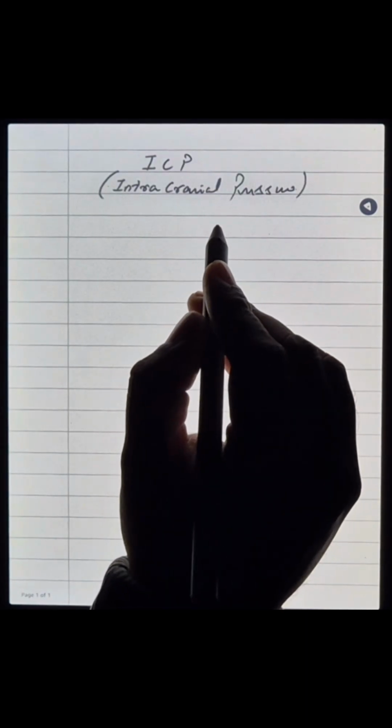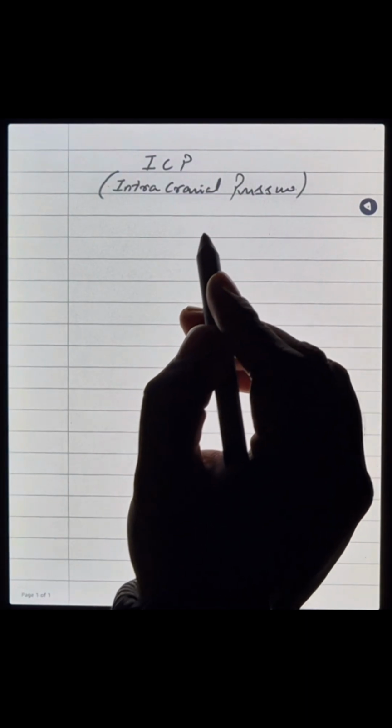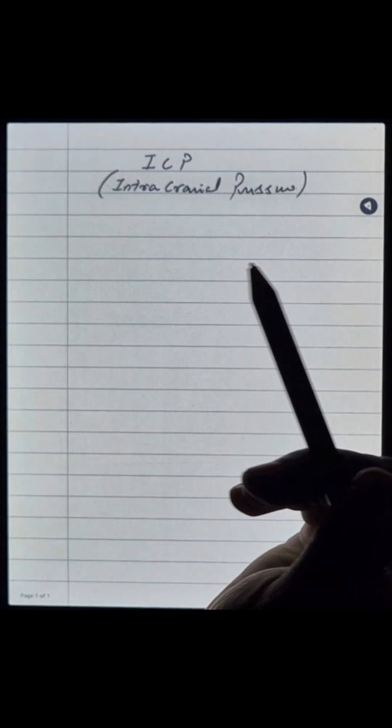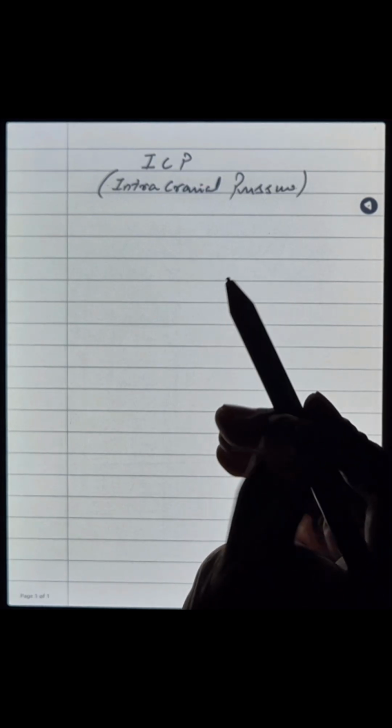The topic for today is intracranial pressure, ICP. ICP is not only a number, but it also reflects the cerebral survival of the patients. So, every medical healthcare person who is working in ICU should know how to recognize a raised ICP and how to manage it accordingly.